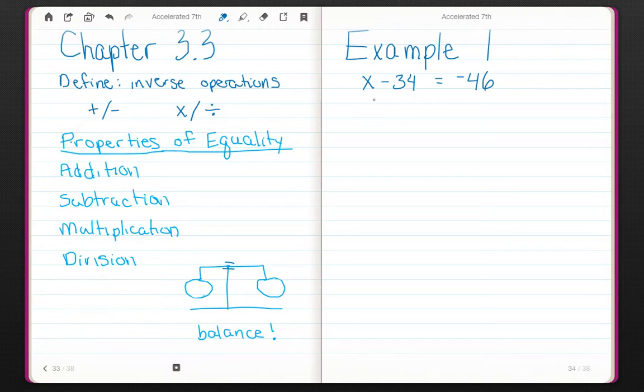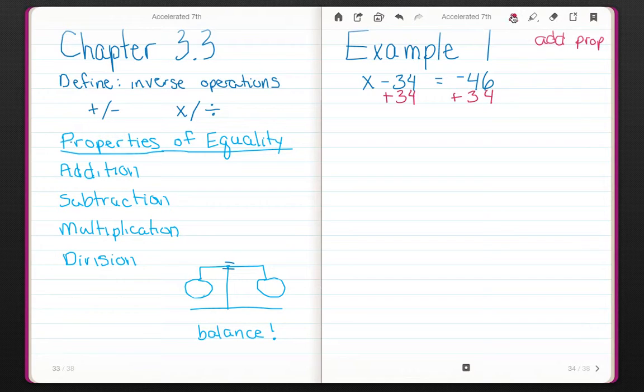So example 1, x minus 34 equals negative 46. I want to get x by itself. So in order to do that, I'm going to use the addition property of equality. And I'm going to use the addition property because I'm going to add 34 to each side. This is x minus 34. In order to get x by itself, I'm going to add 34 to each side. Now, this allows me to get x by itself.